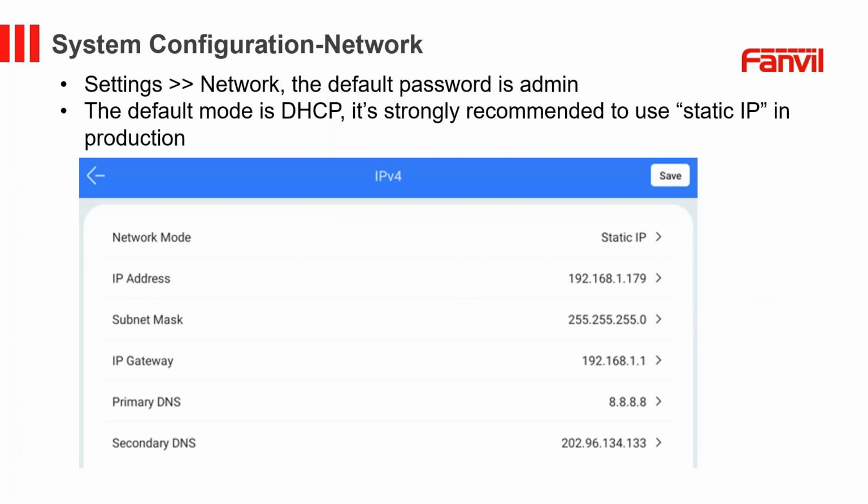To configure the network, you need to go to the settings as a first step, then network on the devices. By default, the system uses DHCP, but we strongly recommend configuring static IP addresses in a production environment to ensure network stability, because DHCP may cause issues when the IPs are changed on the devices.